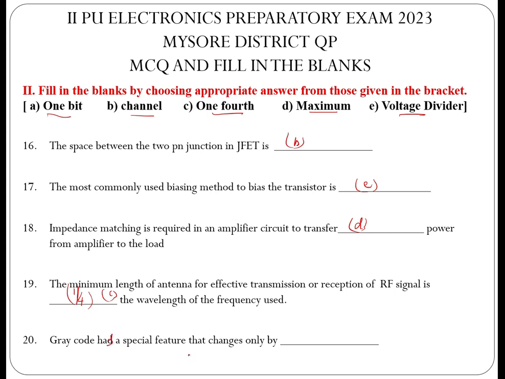Gray code has a special feature that it changes only by 1 bit. That is why it is used even in K-map. So option A. I hope this video also will help you to revise. Few questions are repeated, but few questions are unique in this question paper. And if you revise this, I hope the first part you can attempt very easily.